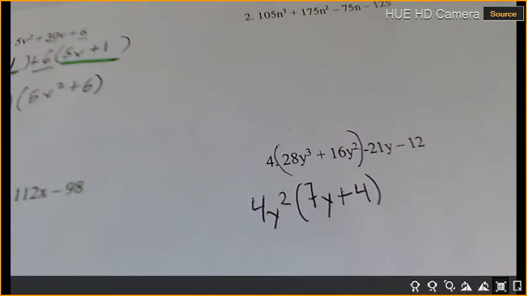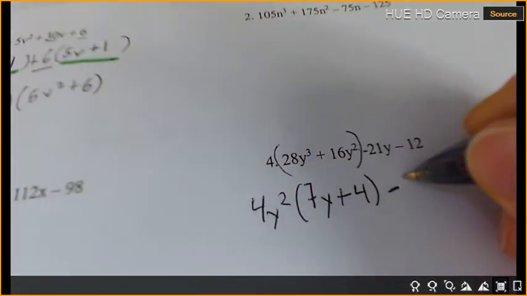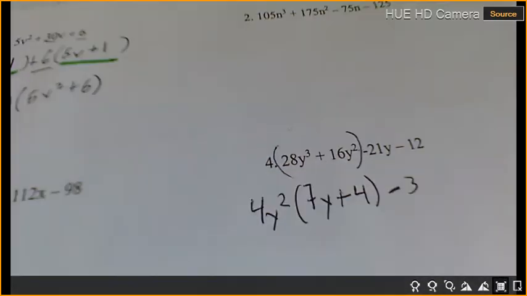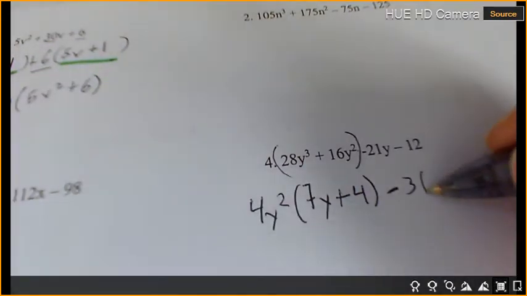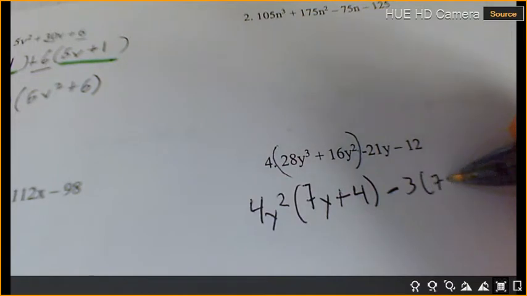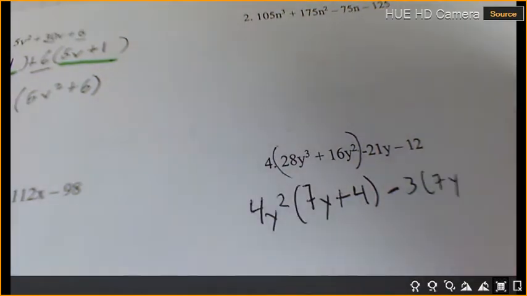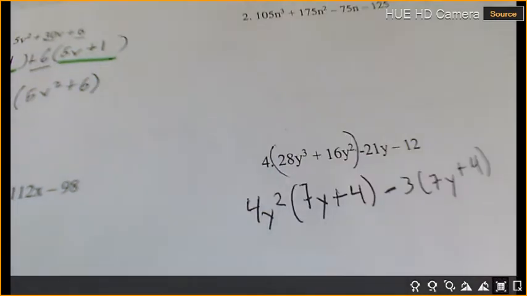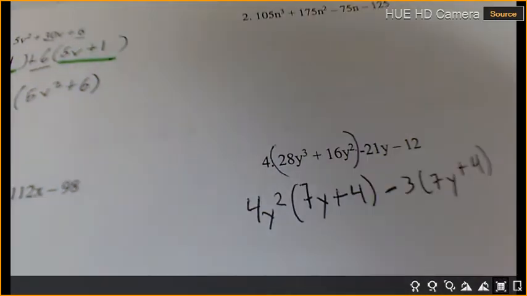What goes into both 21 and 12 evenly? We're going to take out a negative 3 because they're both negative. 3 times what gives us 21? 3 times what gives us 12? See how I got these both to be the same?